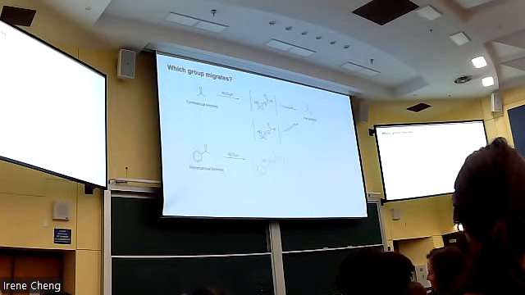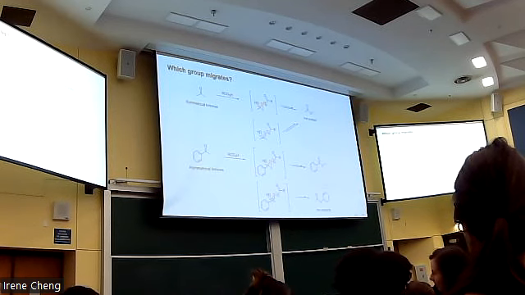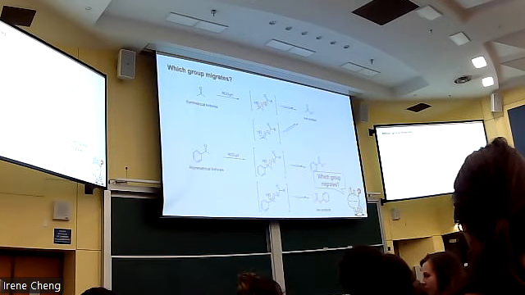Now, if we start with an unsymmetrical ketone or even an aldehyde, who migrates matters because we get different products. Take a look. If the methyl migrates, you get this product. If the phenyl migrates, you get this product. The question is, which group migrates? Can you predict that?